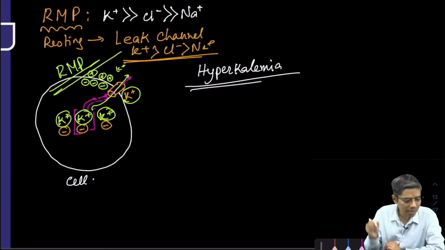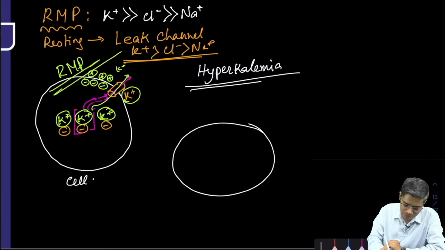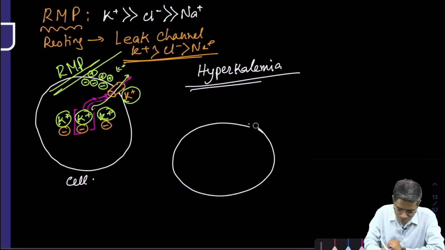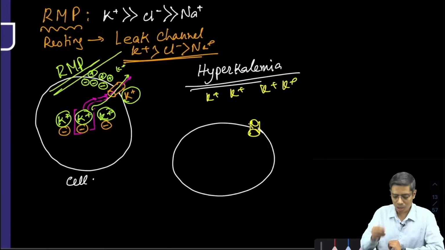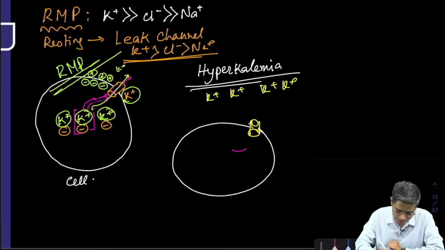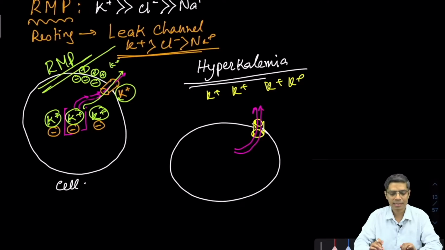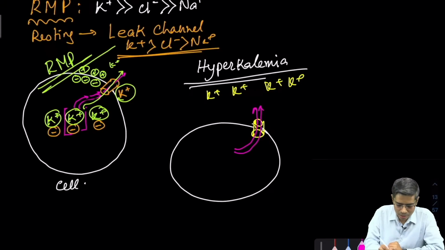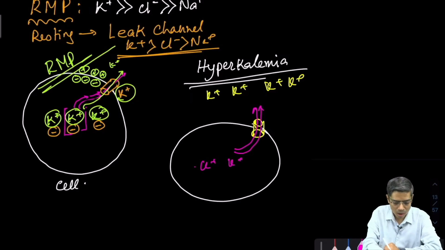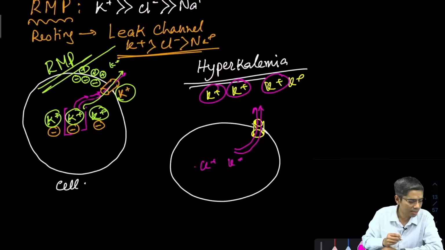Pathological hyperkalemia. So, this is the same cell, and this is the same leak channel, but outside potassium concentration is pathologically high. Now, you tell me, the leakiness of the potassium through this channel will be more or will be less? Obviously, potassium concentration was very high inside the cell, that is why potassium was leaking, but now due to some pathology outside potassium concentration is high.